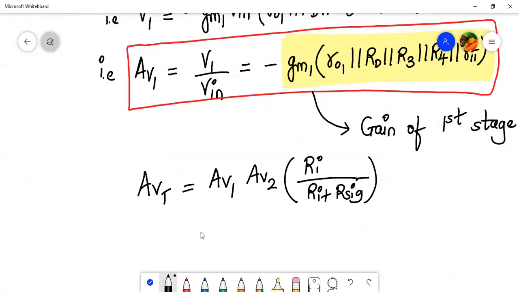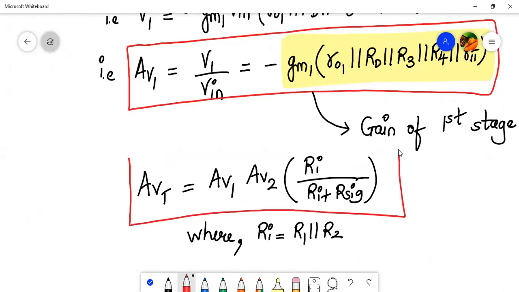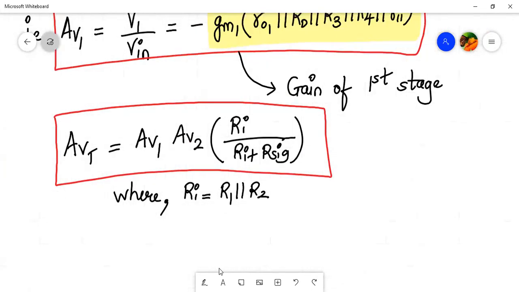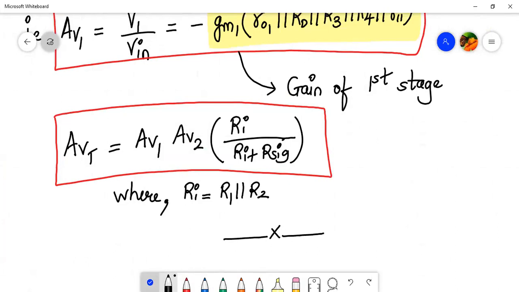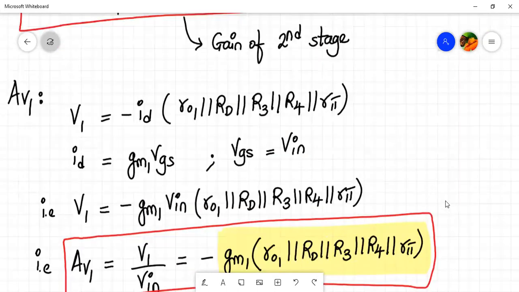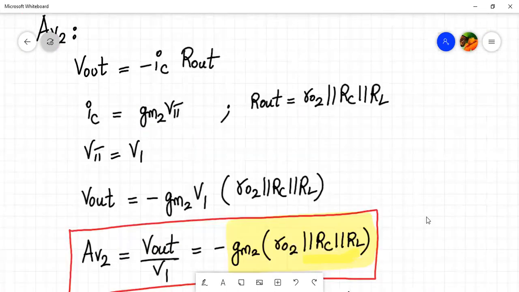Okay, where Ri was, what was the value of Ri? Ri was equal to R1 parallel to R3, right? So this is the overall expression for the voltage gain for the given amplifier, right? I think we have completed the required topic. We have estimated the voltage gain, input resistance, and output resistance for the given common source, common emitter, cascade amplifier.